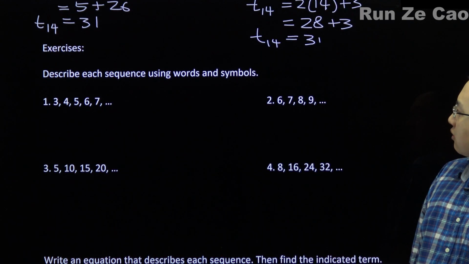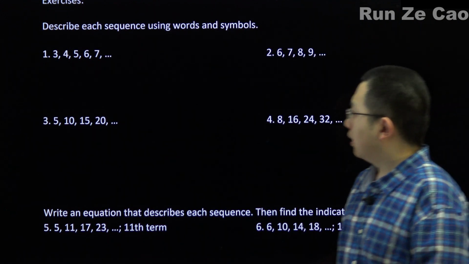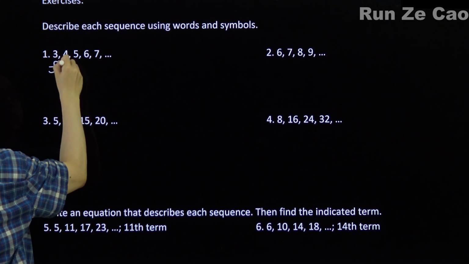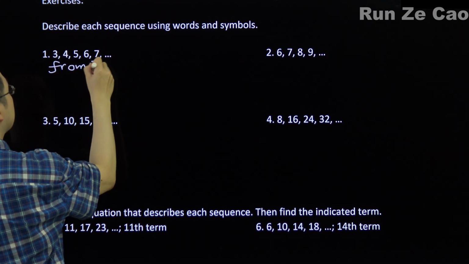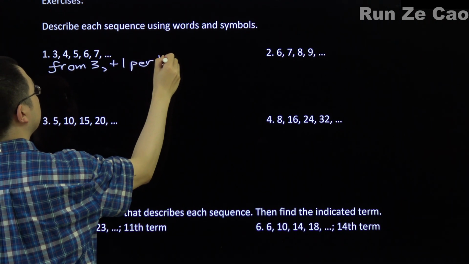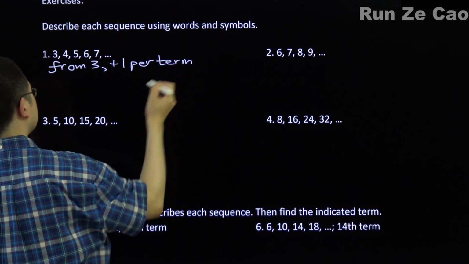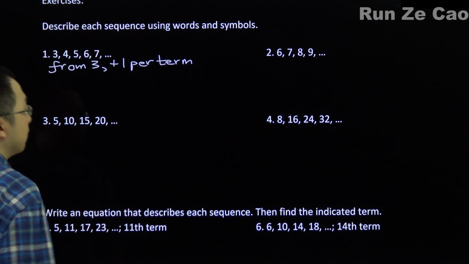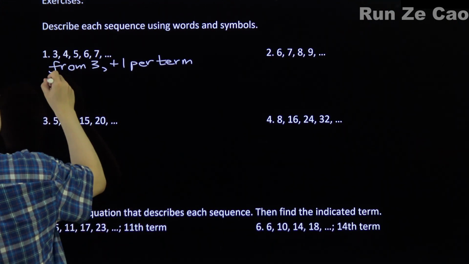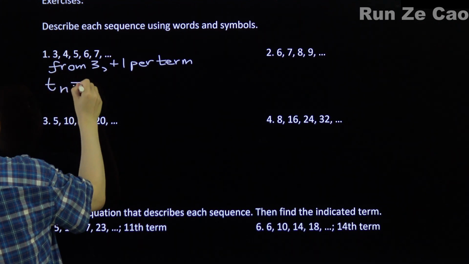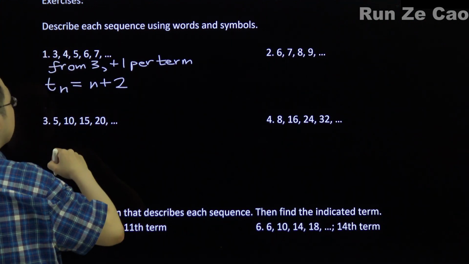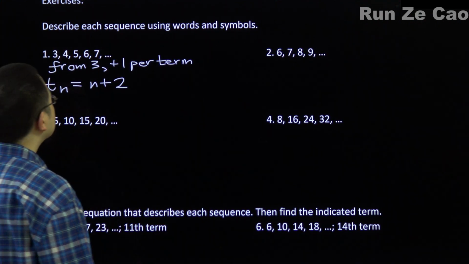Exercises. Describe each sequence using words and symbols. Well, from 3 plus 1 per term. It is possible to have an arithmetic sequence where you have plus 0 per term, but, well, they just all be the same number. Term n is equal to n plus, well, 2 to make the first term, and thus all subsequent terms true.